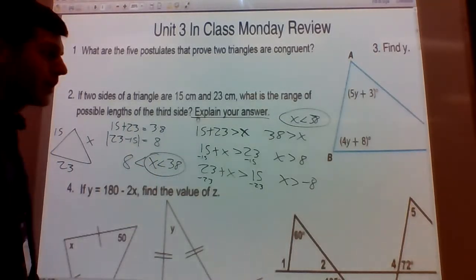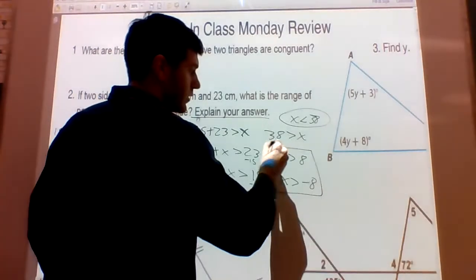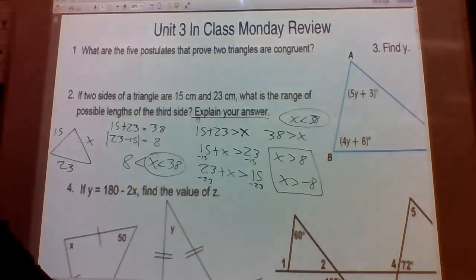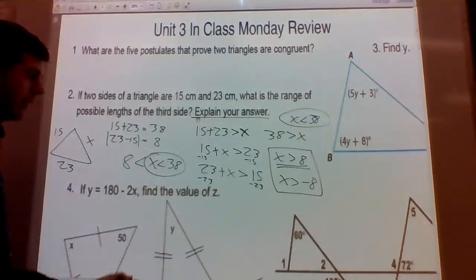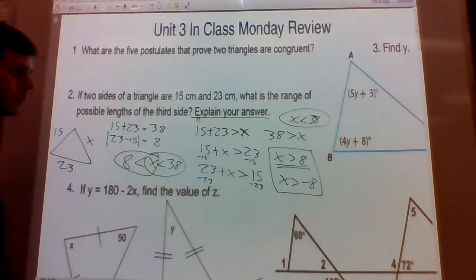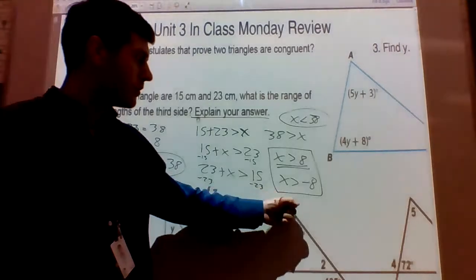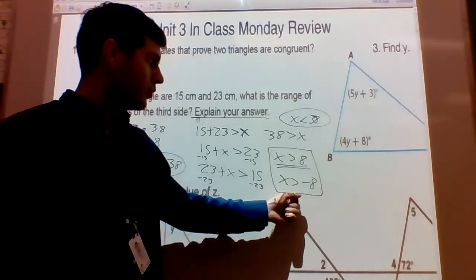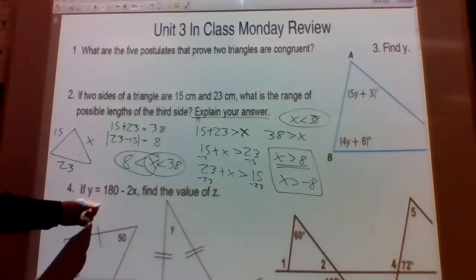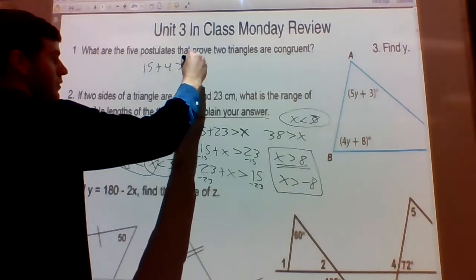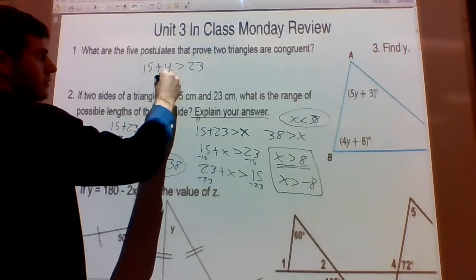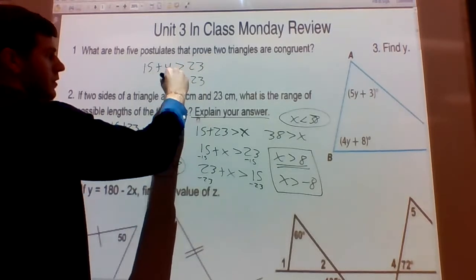Okay. Then here we have x is greater than 8 and greater than negative 8. Well, x has to be greater than both 8 and negative 8. So that means x is going to have to be greater than the bigger number, which is 8. Because if we tried 4, right, 4 wouldn't work. We can't make a triangle with 4. Right? 15 plus 4 is not greater than 23. Okay, 19, right?